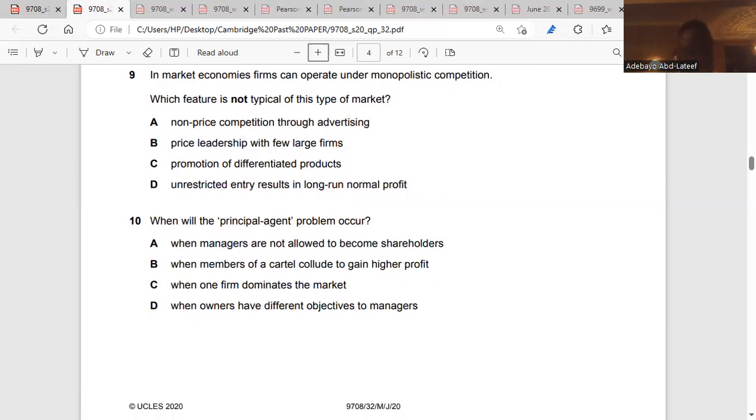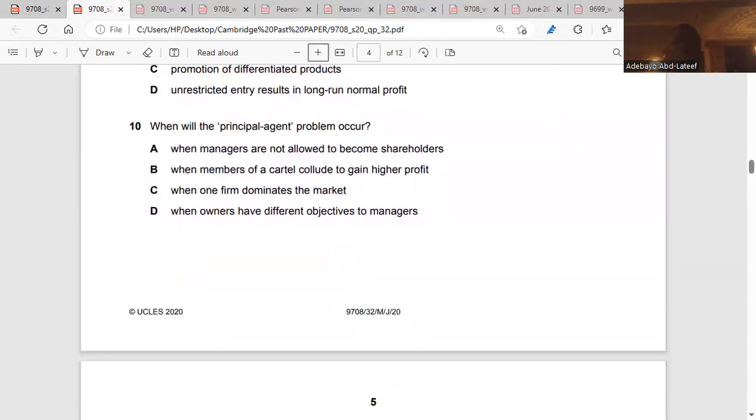Then we go to question 10. They said, when will the principal agent problem occur? The principal agent problem occurs when the objective of the owner of the business is different from the objective of the directors or the managers. So the answer is D.